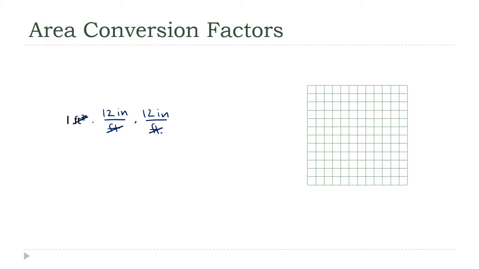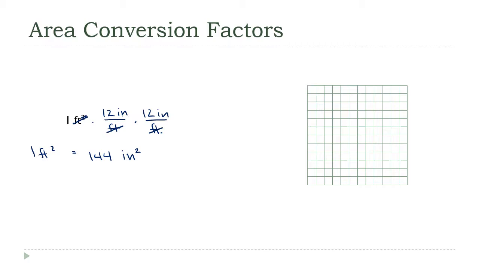1 times 12 times 12, that's 144. Inches times inches is square inches, and there's my conversion factor. 1 square foot is equal to 144 square inches. So notice the pattern here. To go from square feet to square inches, I squared the conversion factor. 12 squared is 144.